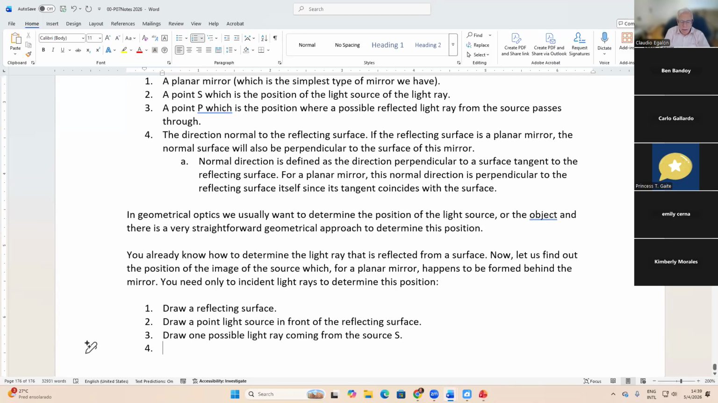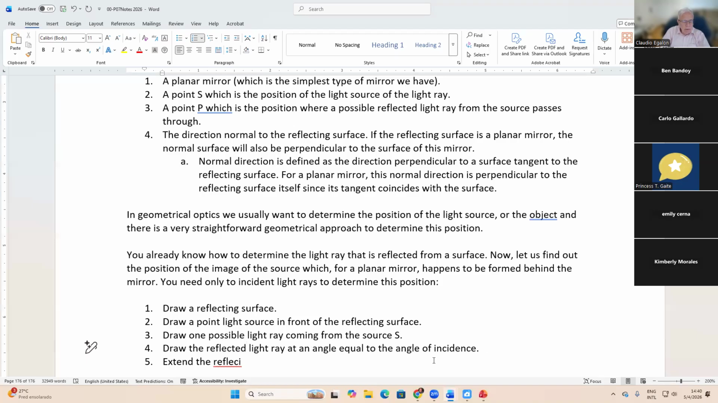4, draw the reflecting light ray at an angle equal to the angle of incidence. 5, extend the reflecting, draw the reflected light ray, right?